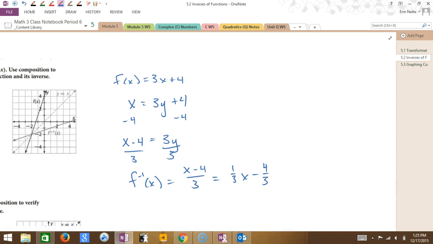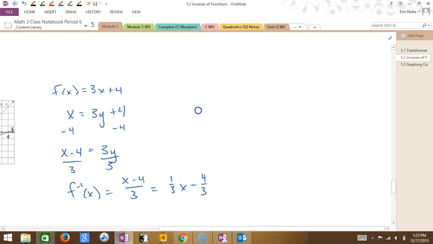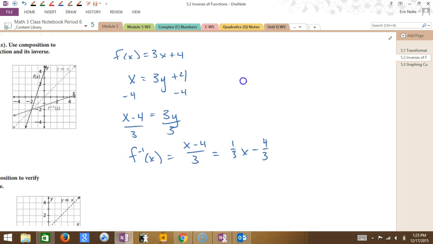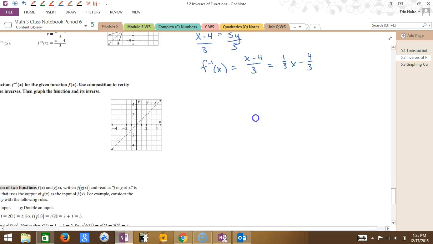Do I need to go over how to graph linear equations? No, you're good. Okay, well, then I will say no, but if you need help, ask. I'll expect nice graphs.